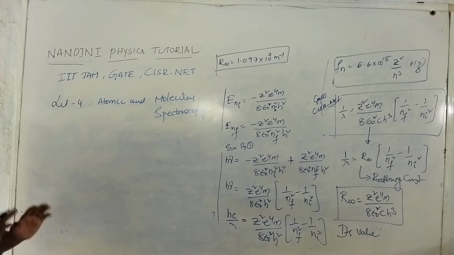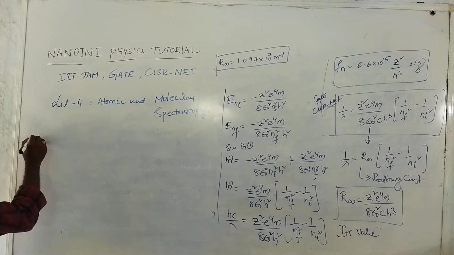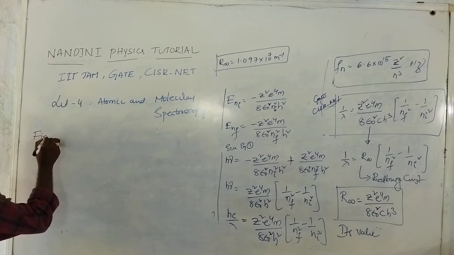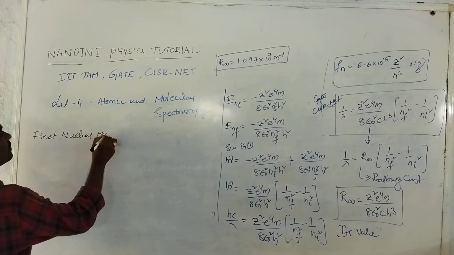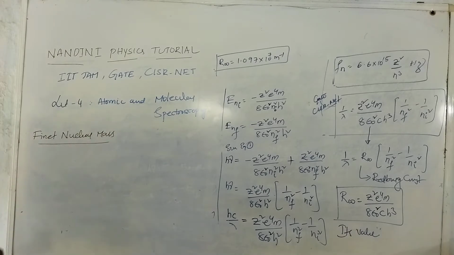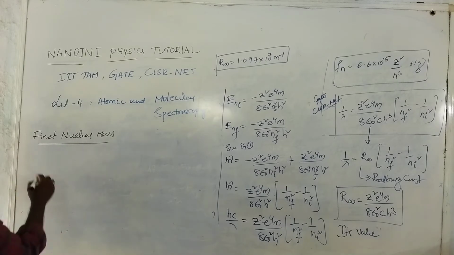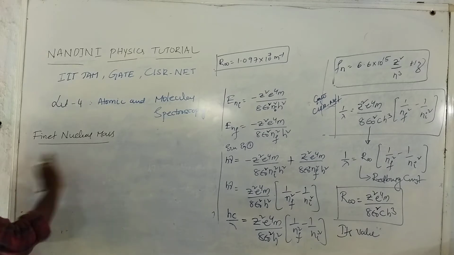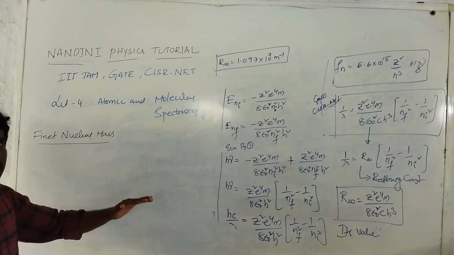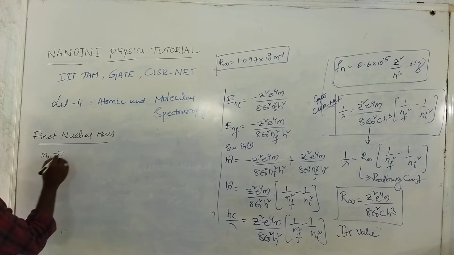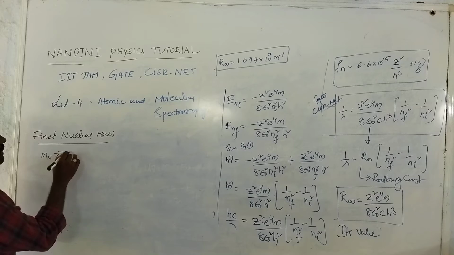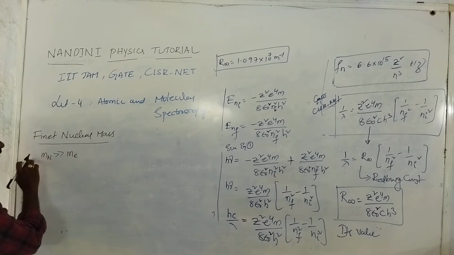So now I introduce finite nuclear mass condition. So what is this finite nuclear mass? It is nothing but if nucleus is infinite mass. So nucleus having infinite mass compared to electron mass. Okay, nucleus is infinite mass compared to electron mass. So therefore mass of nucleus is much greater than mass of electron. So this is the condition of infinite mass.